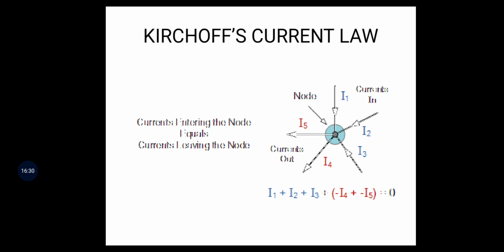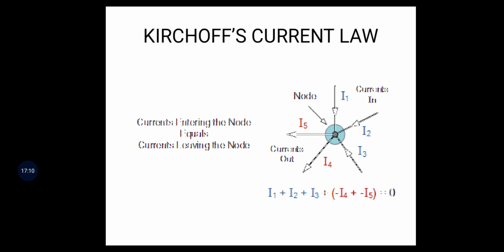If we take one example here, there is a node in the diagram. Here currents I1 entering, I2 entering and I3 also entering, but I5 and I4 are leaving from the node. According to Kirchhoff's law, entering currents equal leaving currents. I1, I2, I3 are entering, I4, I5 are leaving. So we assume entering currents are positive. We can assume negative also, it is your choice.